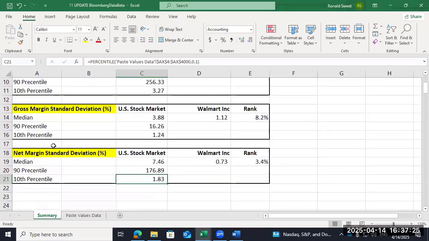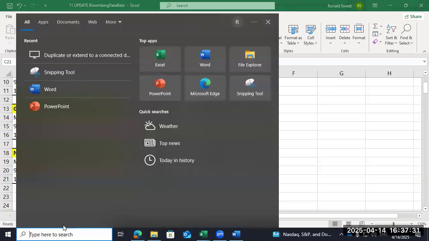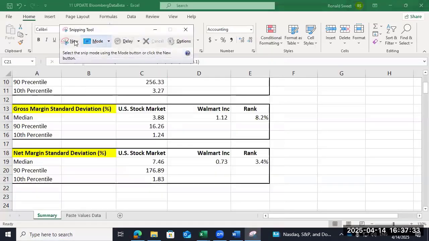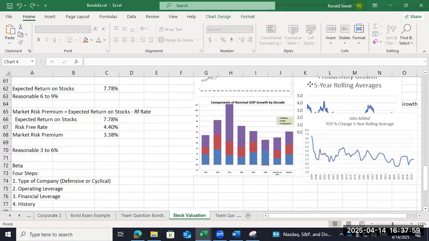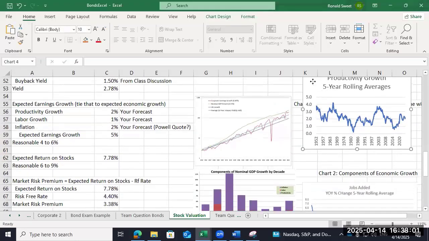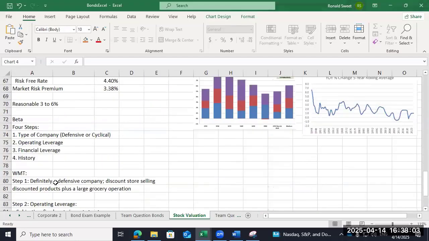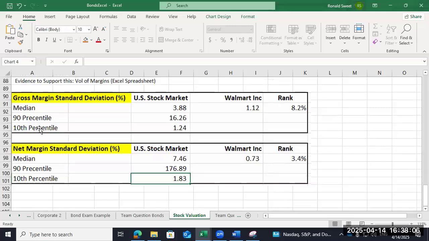So for margins, be real careful when you talk about this chart. We're looking at this chart. These numbers are not the gross and net margins of the stock market, or even of Walmart. These are the standard deviations of their margins. All right, be real careful when you write your paper.